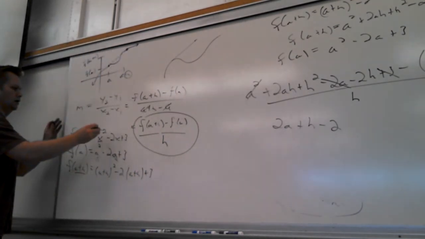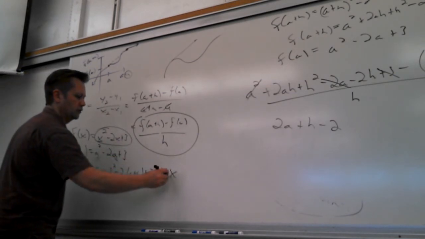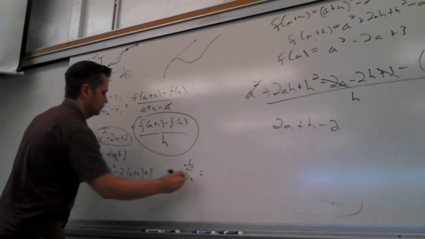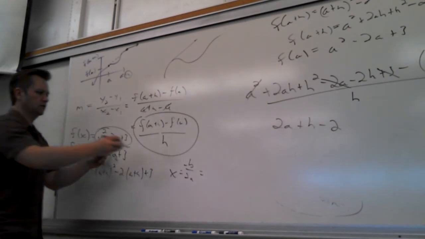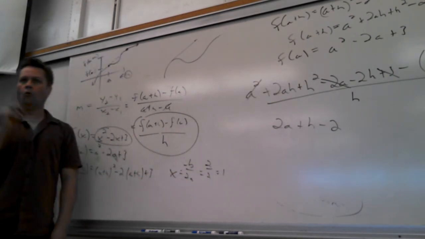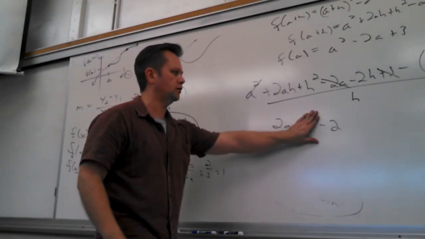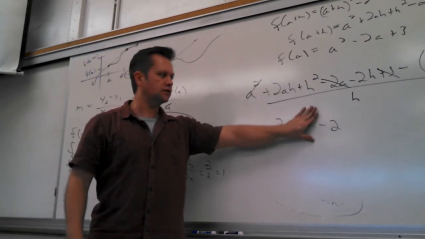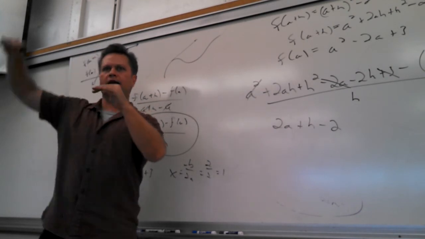So for example, what is the vertex of this? What's the x value of the vertex? Anybody remember the shortcut? Negative b over 2a. So what would that be? Positive 2 over 2, 1. So at 1, it should be what slope? That's the vertex, so what should the slope be there? 0. So when I plug a 1 in for a, what do I get? 0. So if I let h go to 0, that does represent the slope at any single point on that parabola.